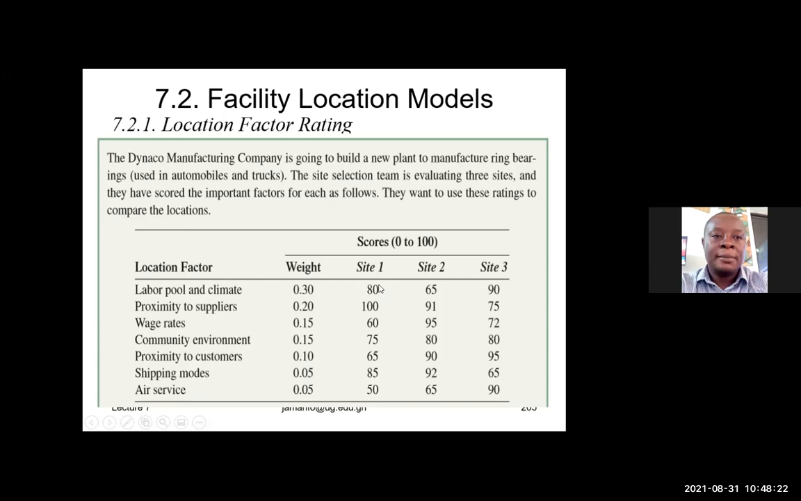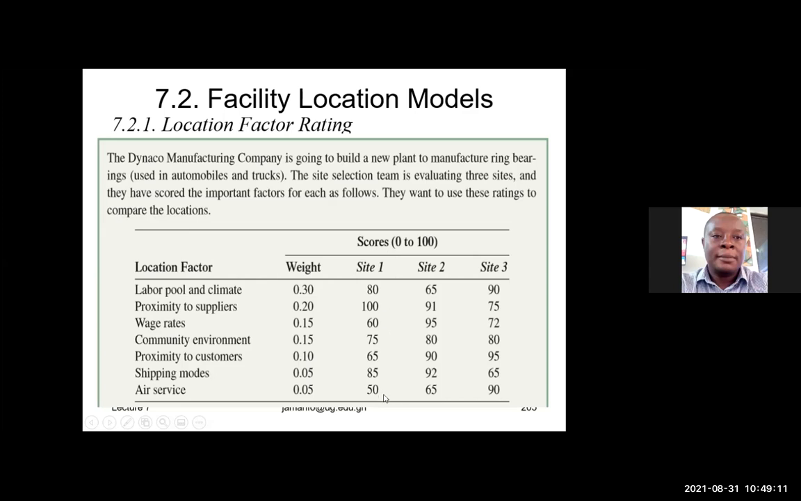If you multiply 80 by 0.3, what do you get? Gifty, what do you get? Okay, thank you. 24. So we write it under the weighted score column for site one. Okay. Then let's go to two. Proximity to suppliers, 100 times 0.2. That would be 20, eh? Yeah, 20. Let's go to 60 times 0.15. Nine.